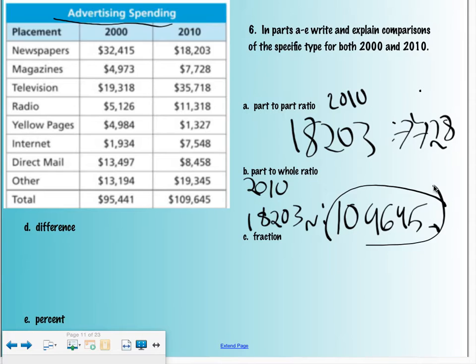So, do you guys see how we're picking out part-to-part ratios, part-to-whole ratios, whatever they're asking for us, and then we can relate that to a sentence? Yeah. Yes.